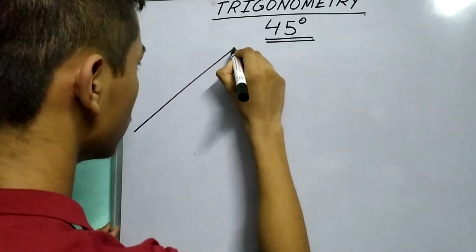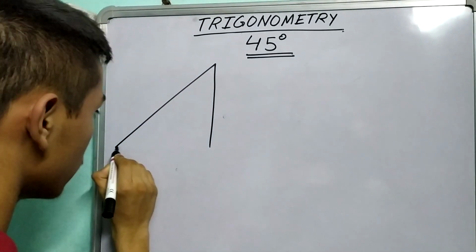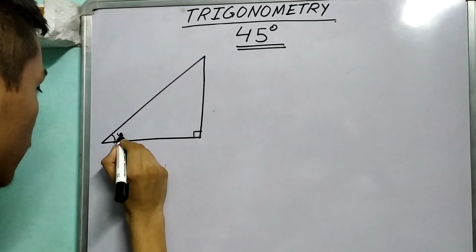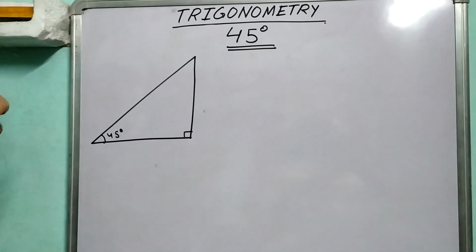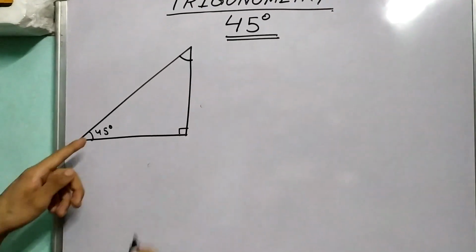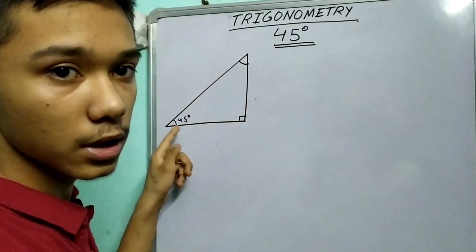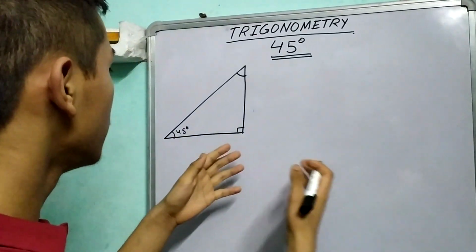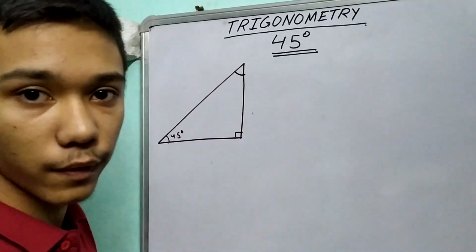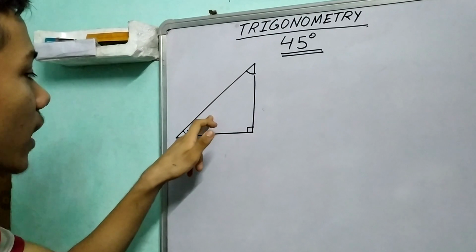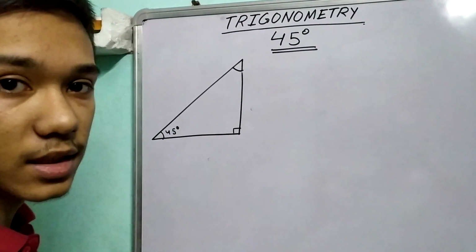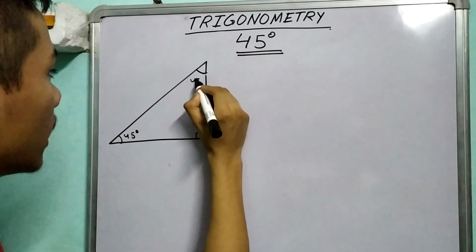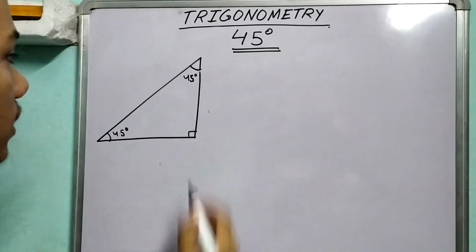So we draw a right angle triangle with 45 degrees. Okay, now if this angle is 45 degrees, then what will be the value of this angle? This is easy to solve, right? We know the angle sum is a property of a triangle. So this angle plus 45 plus 90 degrees should give us 180 degrees. So you can solve this on your own. We get it as 45 degrees.